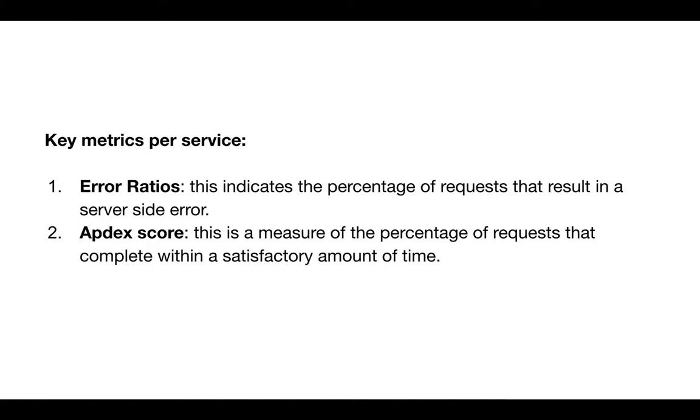So in order to monitor incidents, the two key metrics that we observe for each service are error ratios, which indicate the percentage of requests that result in a server-side error. So an error ratio of 1% indicates that one request out of every 100 that is made to a service will fail with some sort of server-side error. And the second key metric is the Apdex score. This is a measure of the percentage of requests that complete within a satisfactory amount of time. So for example, when 95% of user requests complete within a threshold duration that we deem to be acceptable, say within 1 second, the service will have an Apdex score of 95%.